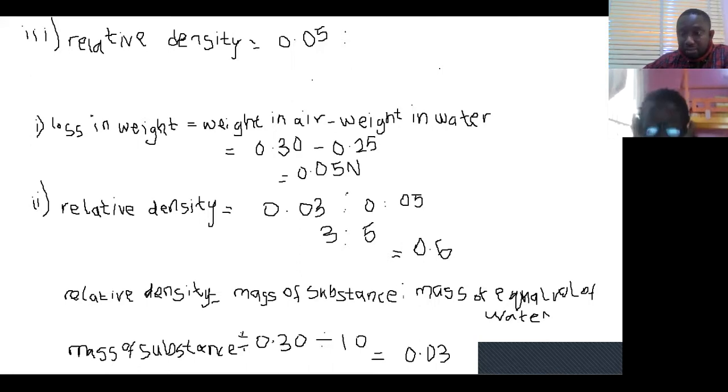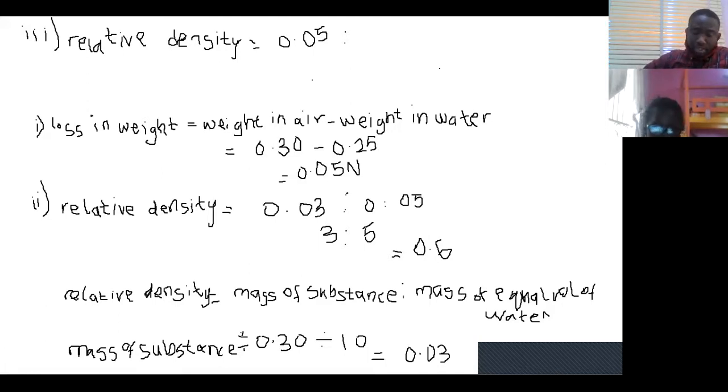Now, in this case, the body weighs 0.30 in air and 0.27 when fully immersed in water. To find the relative density of the liquid, we are going to use the formula for relative density. Please note the formulas. Number one is the mass of a substance divided by the mass of equal volume in water. Number two is the density of a substance divided by the density of water.